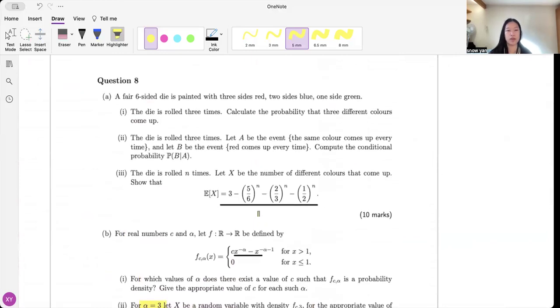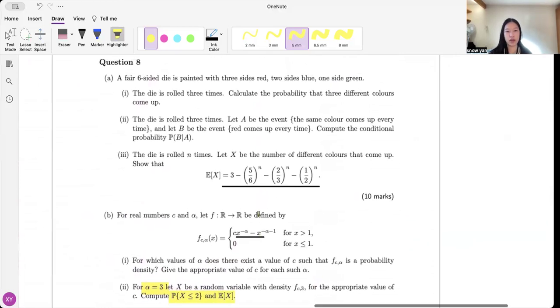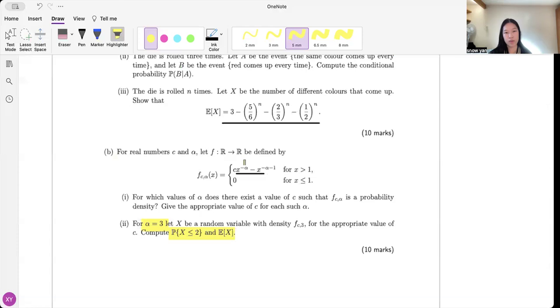Basically, the idea behind this question was that you were tested on whether or not you can work with conditional probability. If you know the complementary, or if you know the indicator, it would be a lot easier. And then part B was mainly testing: do you know the PDF? Do you know the CDF? Can you work around that?